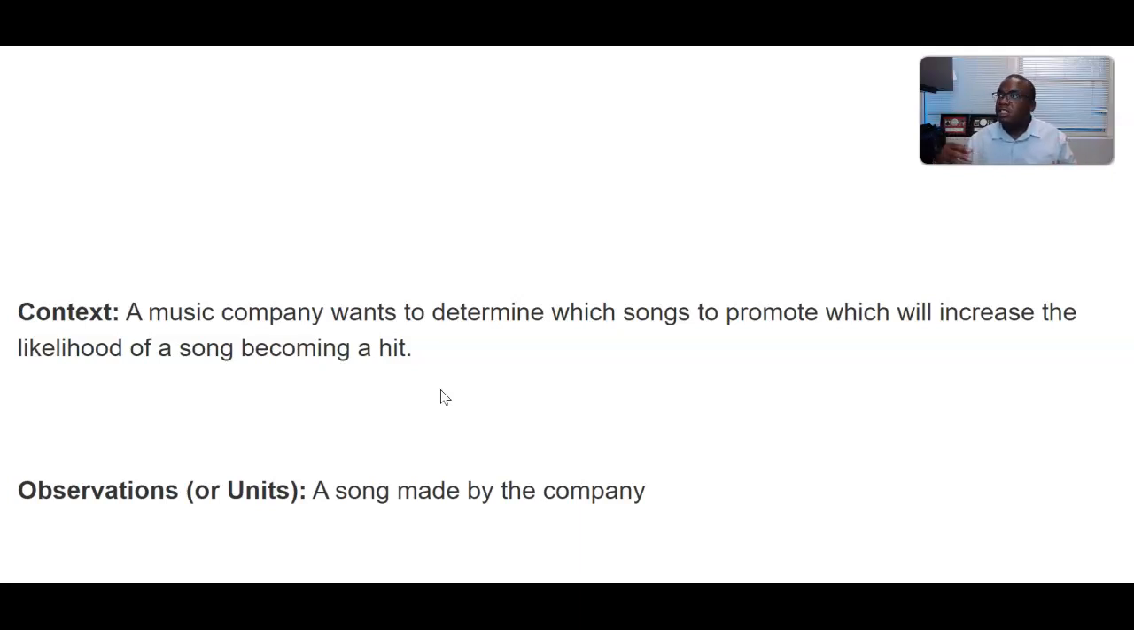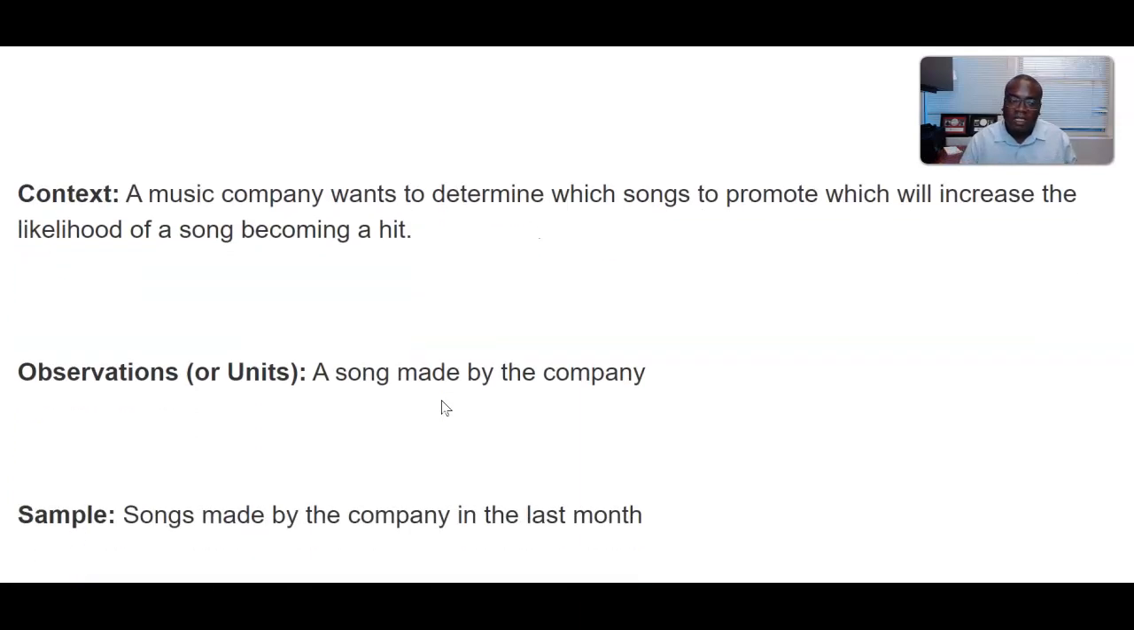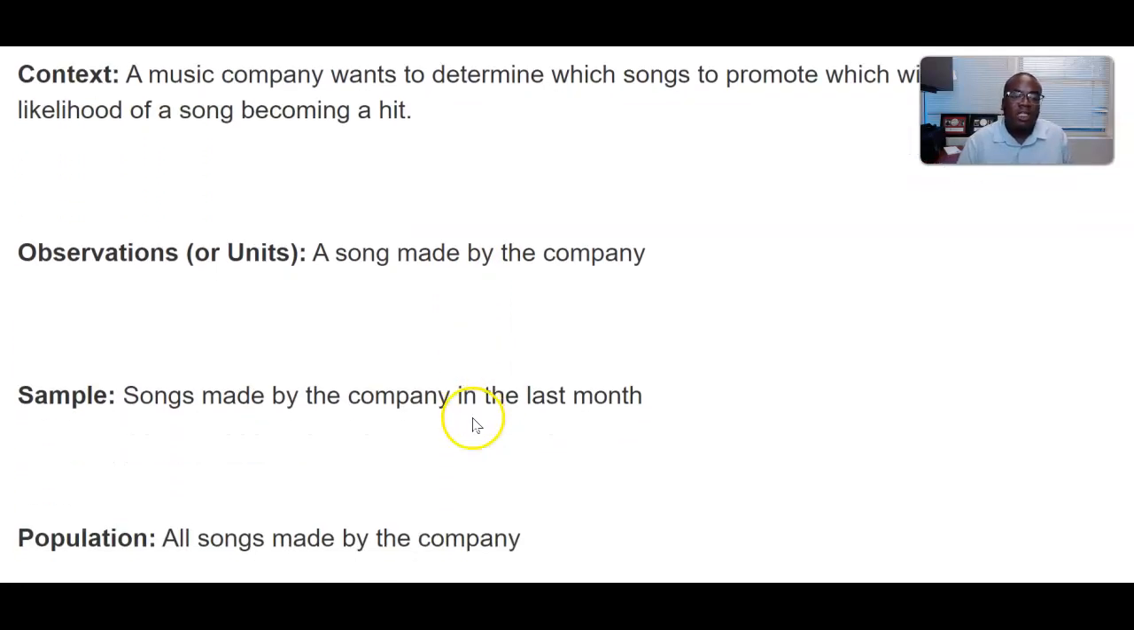It could be the songs made last month, the songs made last year. As long as we were able to conjure what our sample could be, that's key. It doesn't have to be exactly my answer. Songs made by the company last month. It could be songs again made in the last year, so on and so forth. The population would be all songs made by the company.